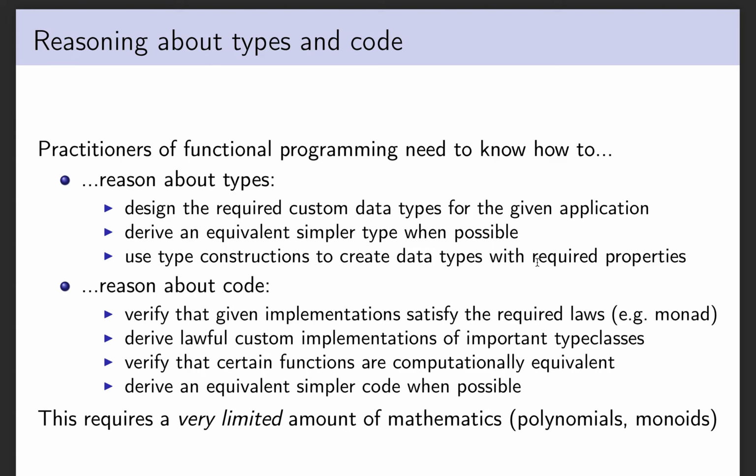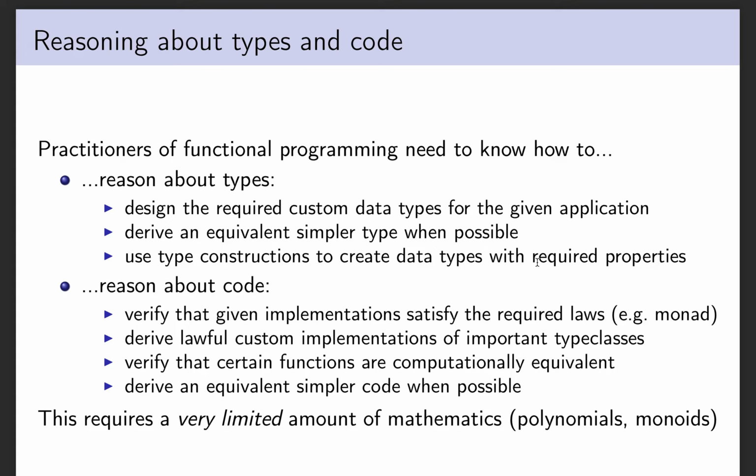Reasoning about code is another thing that we do. So one example would be that you have a certain data type which has the properties of a monad, but you want to verify that. Or you have some other type class and you want to derive the implementation that satisfies the laws. So this derivation again is mathematical. It's quite precise. It's like a proof.